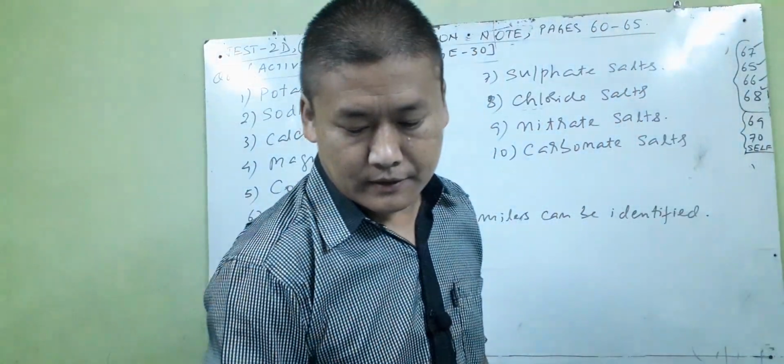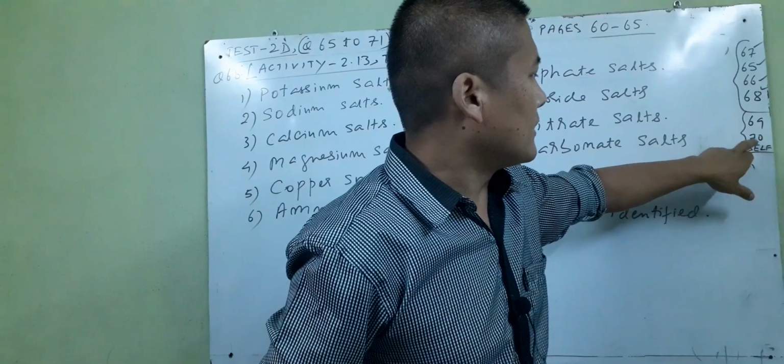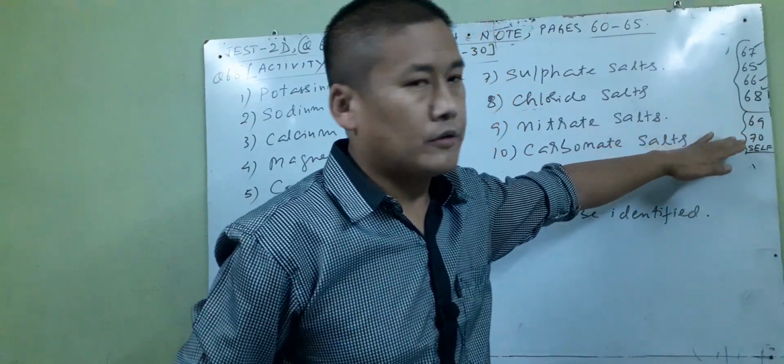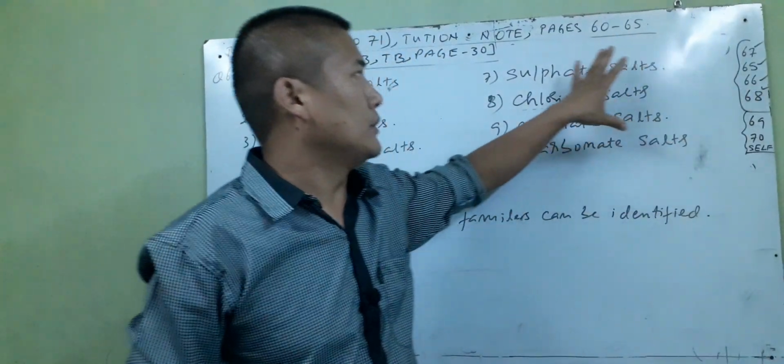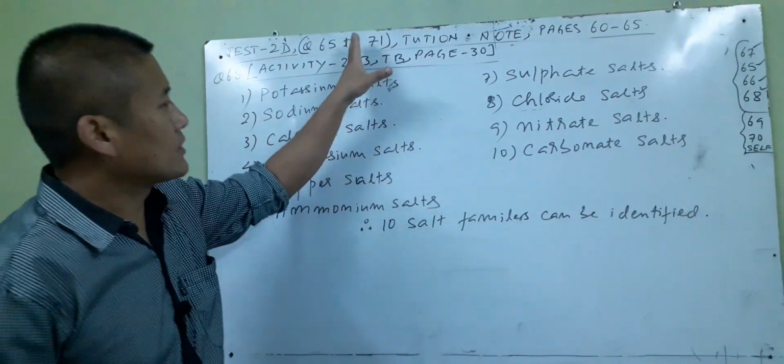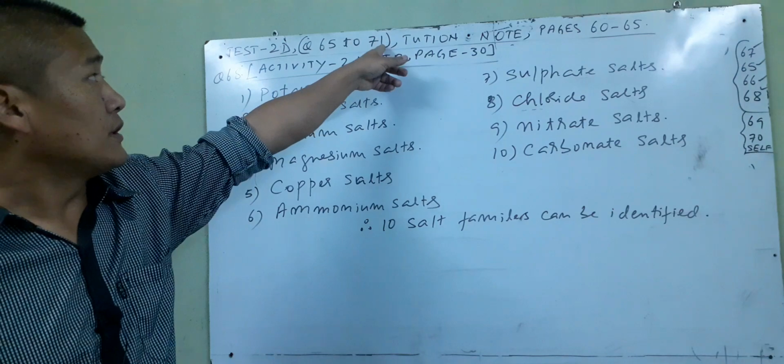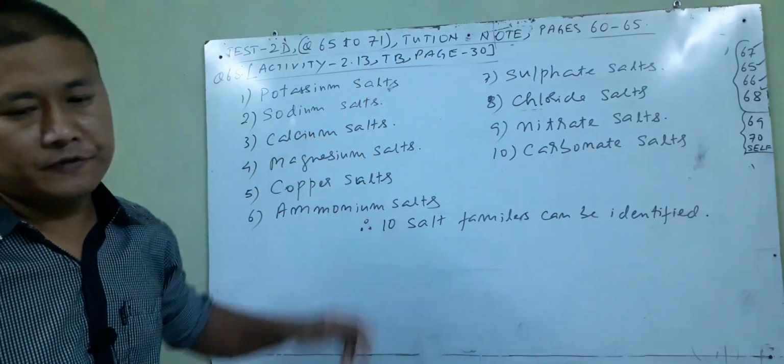Once we have done that, 68, 69 and 70, the question answers on the tuition note you can read yourself and understand. Okay, this concludes this video. We have a few more questions left, especially the important question 71, that we'll do in the next video. Okay.